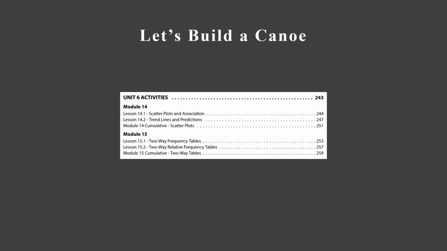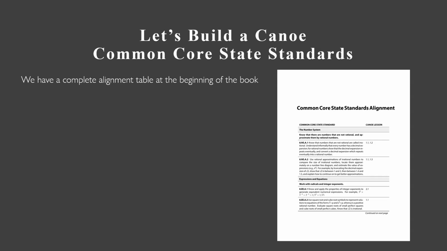Finally, Unit 6 focuses on statistics, with Module 14 covering scatter plots and Module 15 covering two-way tables. Inside of our book, we also have detailed tables showing exactly which Common Core state standards are addressed by each activity. Please feel free to skip around and utilize the activities in whichever order best suits the needs of your classroom.